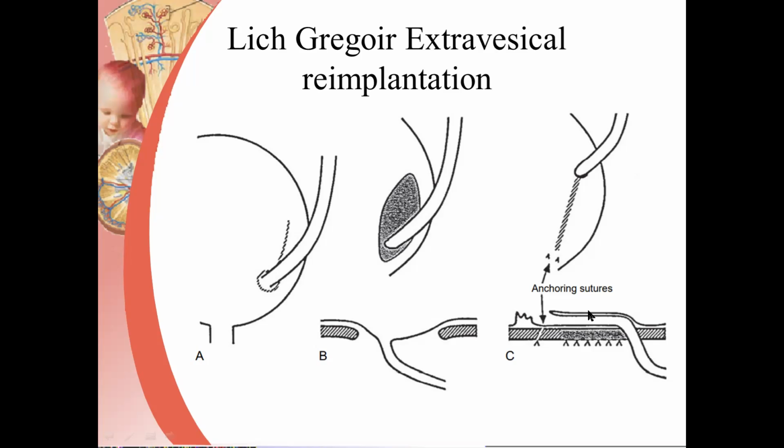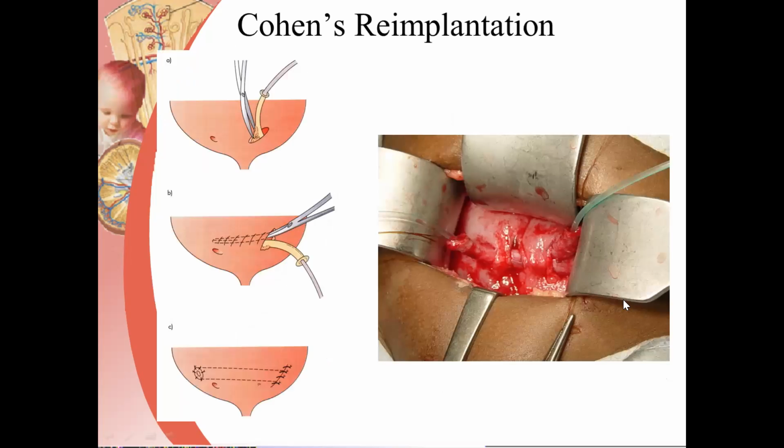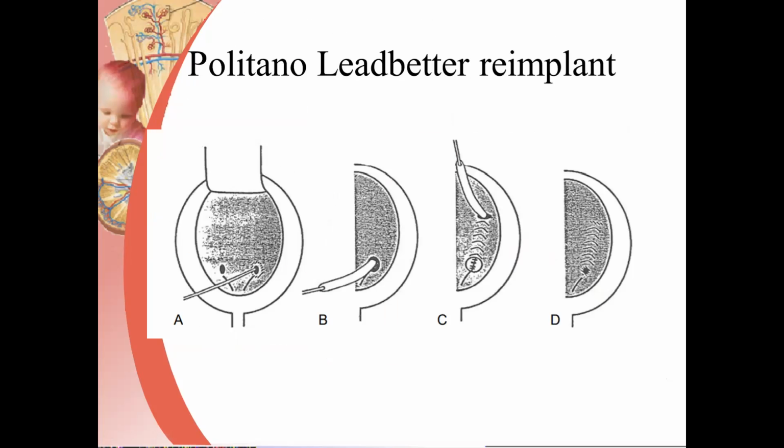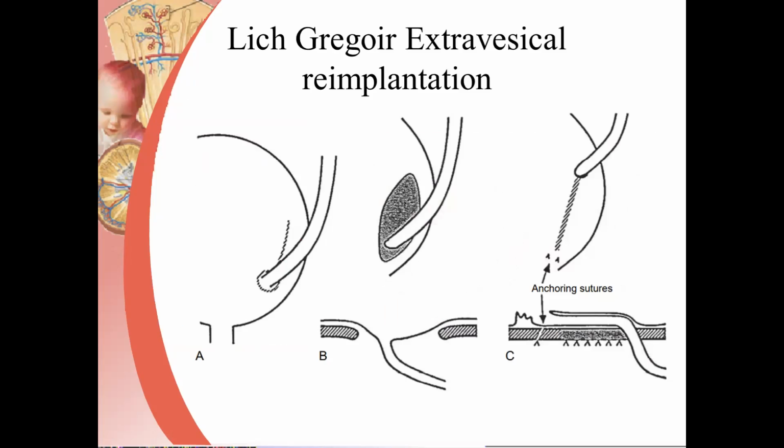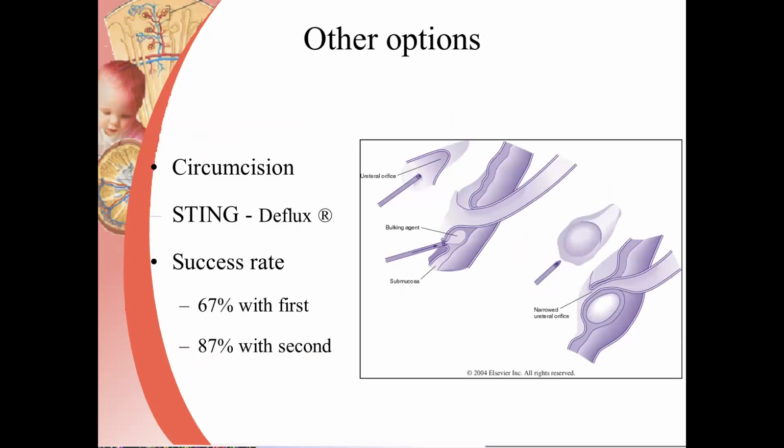So that is achieved by either an intravesical technique where the ureter is brought further in, or an intravesical technique where the ureteric entry point is taken higher up, or an extravesical technique where the ureteric entry point is taken higher up. The other options, as we said, circumcision is a useful option.